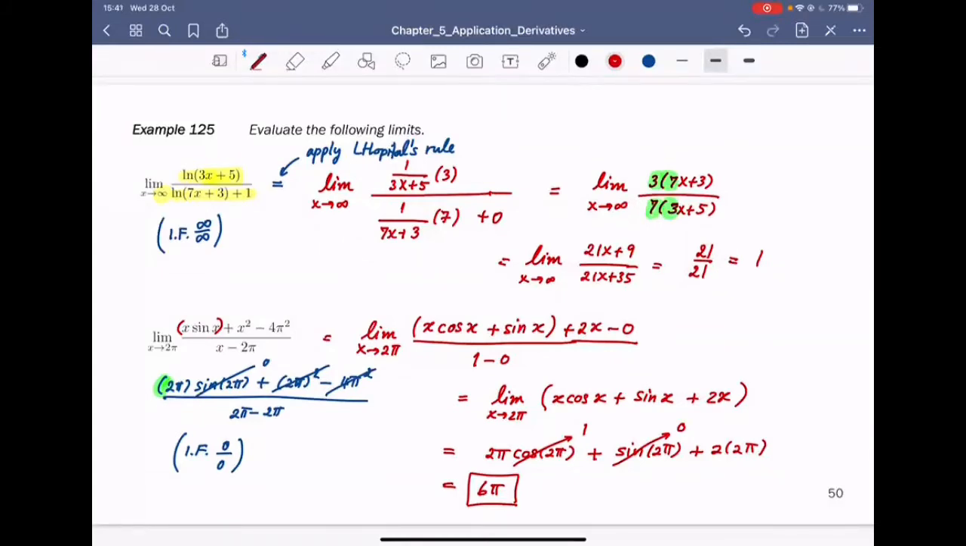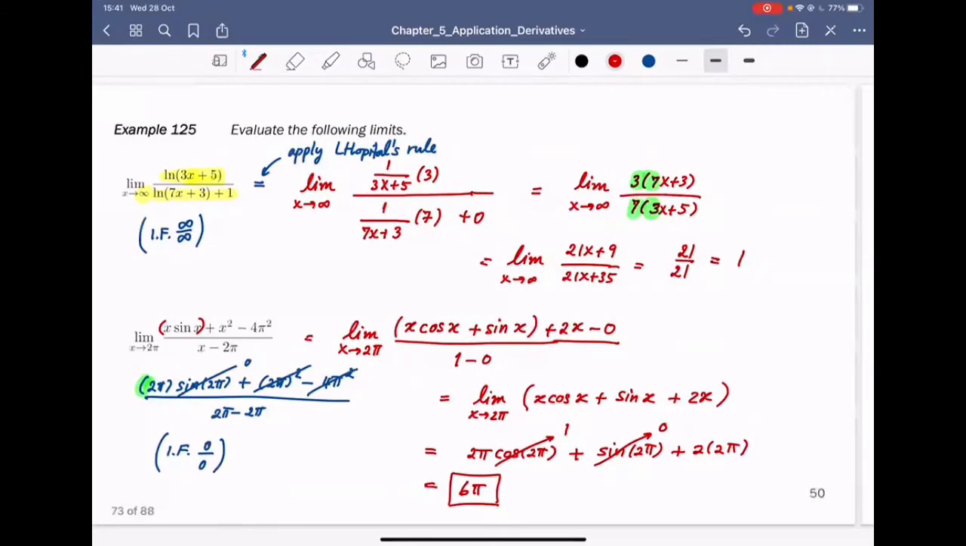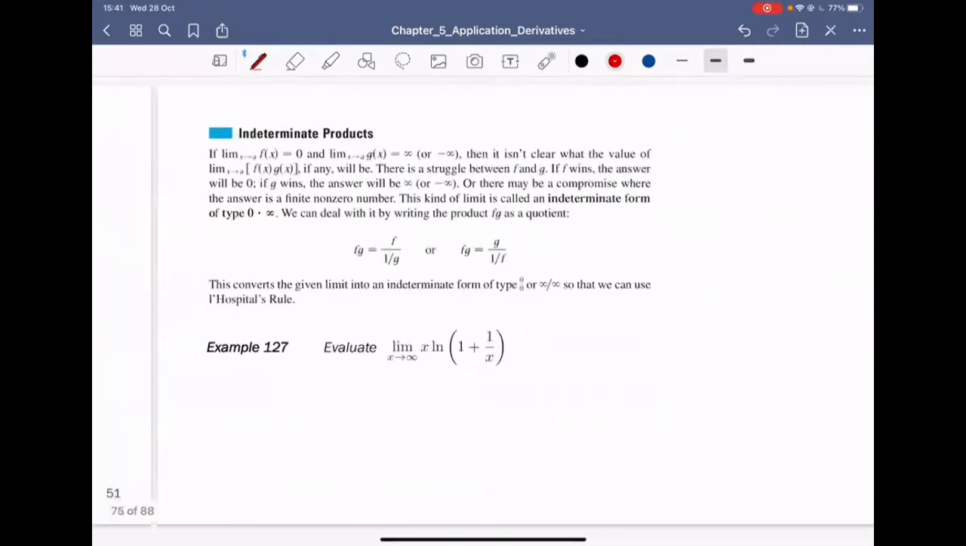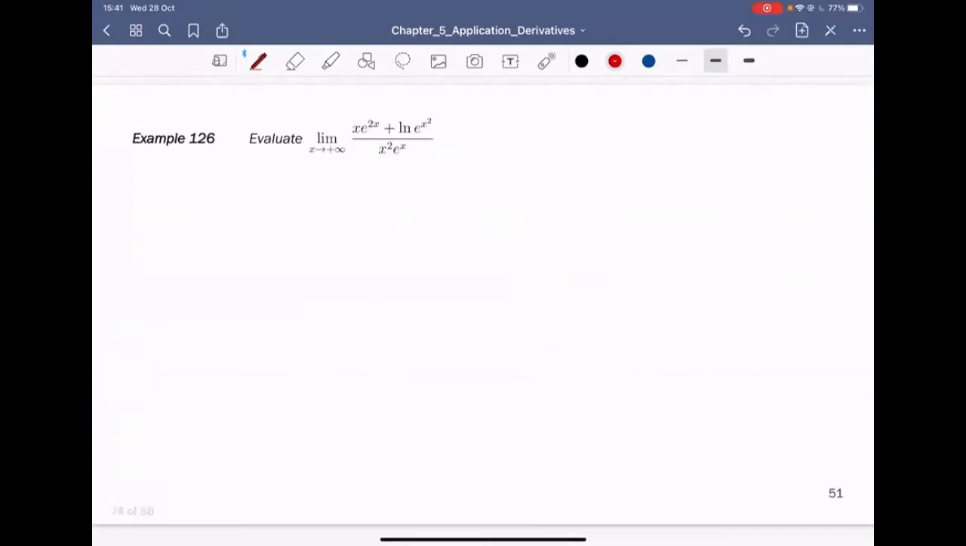All right, we have one more example before we look at another form of indeterminate form. Hopefully we can finish in 40 minutes, people. All right, example 126. This is going to be a more complicated one for the indeterminate form, infinity over infinity.